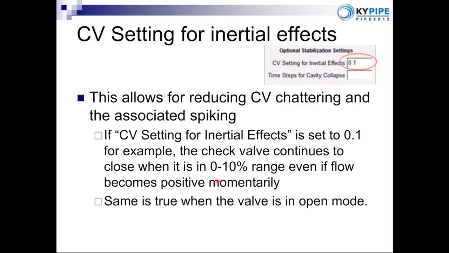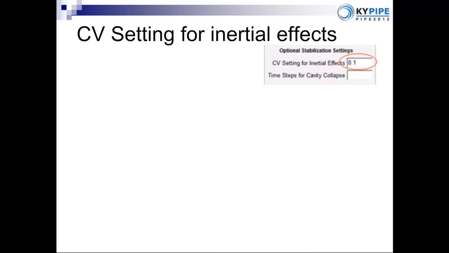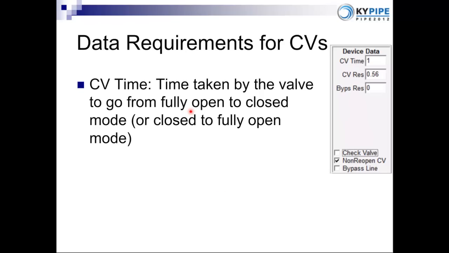If it is some kind of numerical issue, that can be avoided with this CV setting. And the same is true during the valve open mode. If you are opening the valve, and it is within this 10%, it continues to open even if hydraulic conditions reverse during that process. Again, this should be tried when checking this option. The non-reopen option is not acceptable for a check valve. You could try this to minimize the check valve chattering, which is much more realistic than making it a non-reopen.